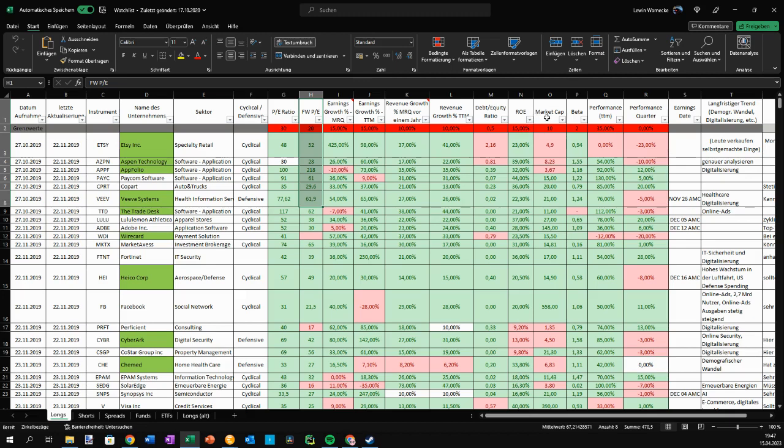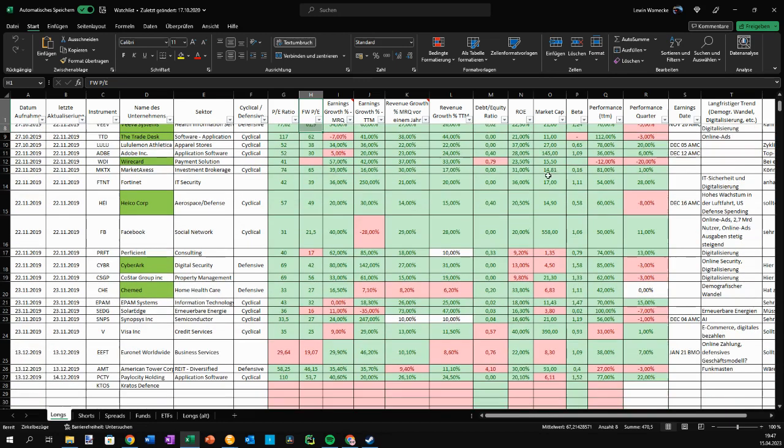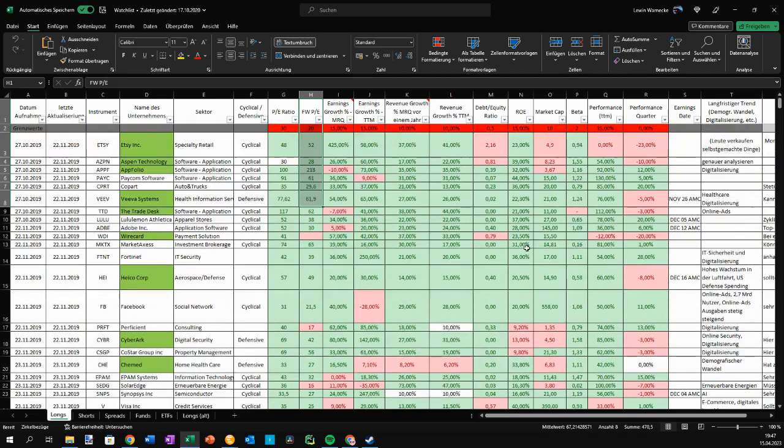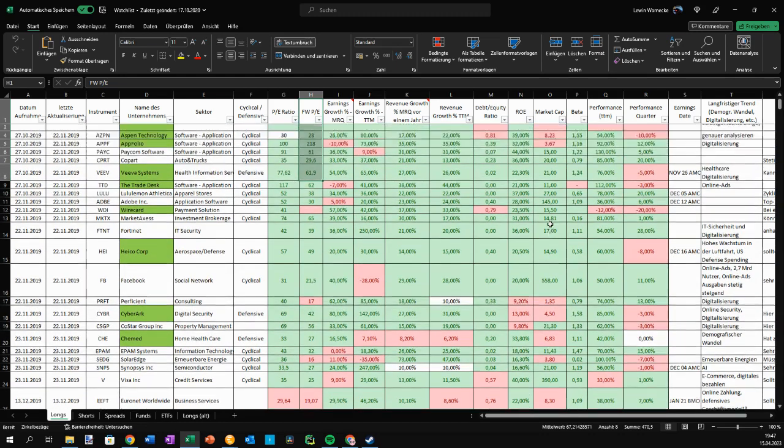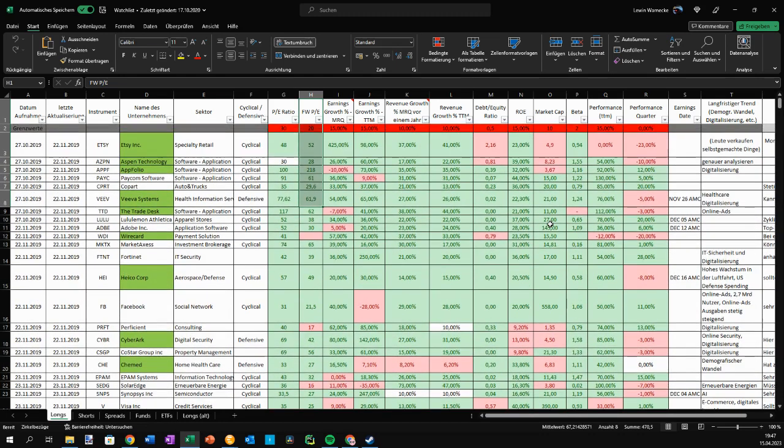Here you have the market cap. This is more like a soft factor for me. I like stocks that have a big market cap, but as you can see, here are a lot of stocks that have a pretty low market cap, or not low, but it's not so important for me.